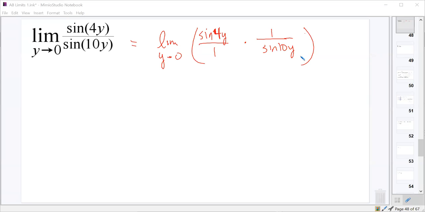Side question. Every time you write the equation, do you have to constantly write limit y to 0, or is it okay if you just put it aside? Nope, you have to write it every single time until you start evaluating.